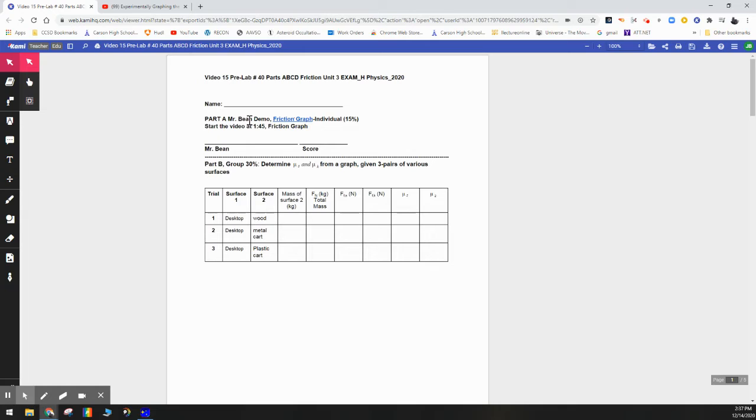And for the first part, you have to come up at your own leisure. You can do this in any order, but you'll want to come up and do a demonstration in front of me. I need to see you make what's called a friction graph. Let's take a look at what you're going to be doing with the Pasco sensor.